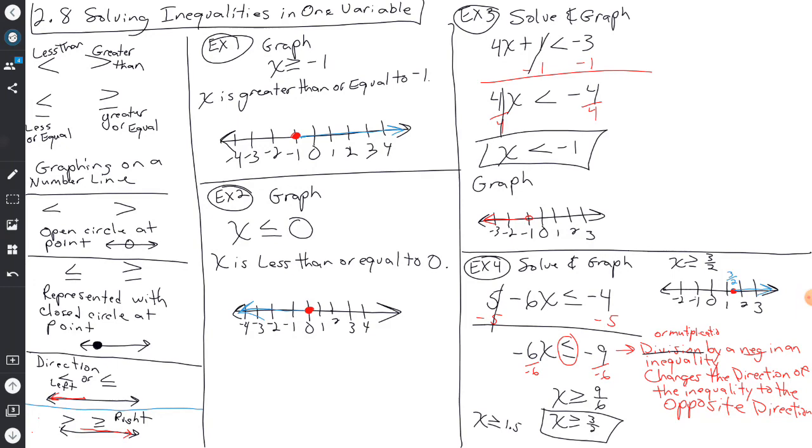This is the one thing to remember about inequalities: when you have that negative number that you're either dividing off or multiplying off, if it's a fraction, then you have to change the direction of the inequality. Only if you're dividing by a negative or multiplying by a negative.